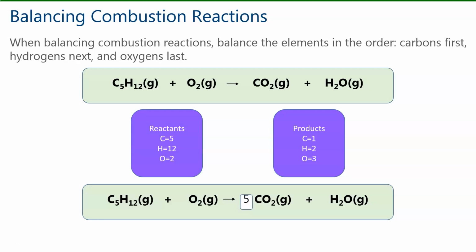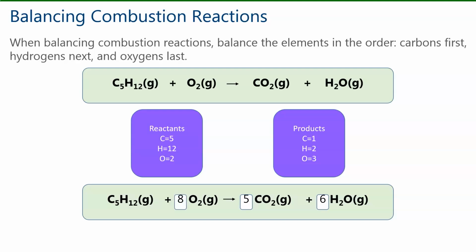The next thing we need to balance are our hydrogens. So if we check, we notice we have 12 hydrogens on the reactant side, but only 2 on the product side. If we put the coefficient 6 in front of water, 2 times 6 is 12. That'll give us 12 hydrogen. Our number of oxygen has changed. We now have on the product side 10 from the carbon dioxide and 6 from the hydrogen. That's 16 oxygen. So what number can we put in front of the oxygen on the reactant side to make 16?